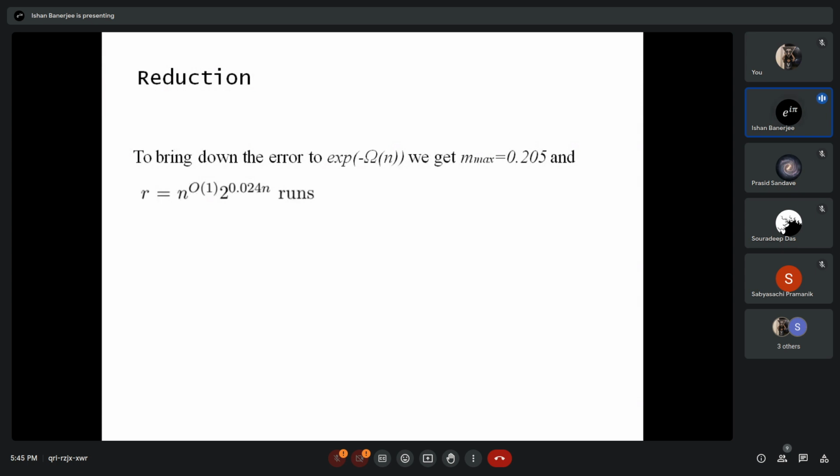And if we plug it all together, this is the upper bound for the running time of the algorithm for searching whether there exists a Hamiltonian path or a Hamiltonian cycle at all.